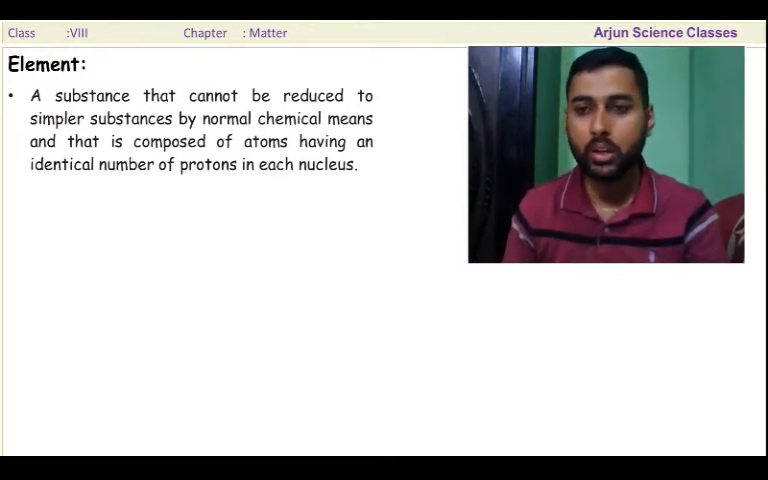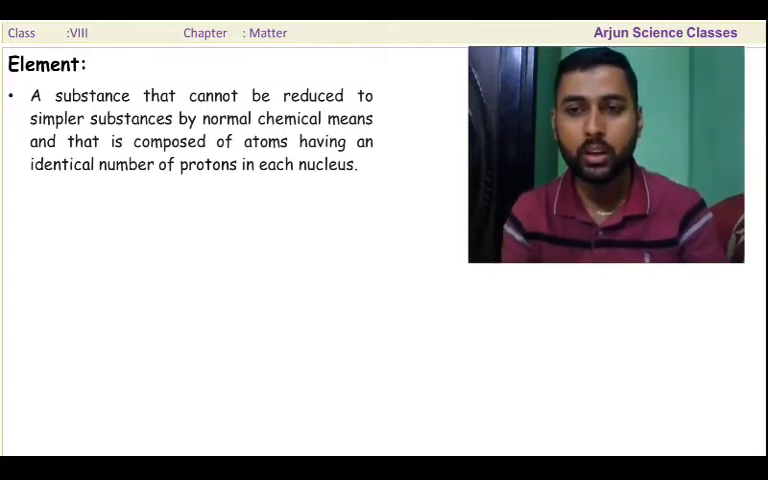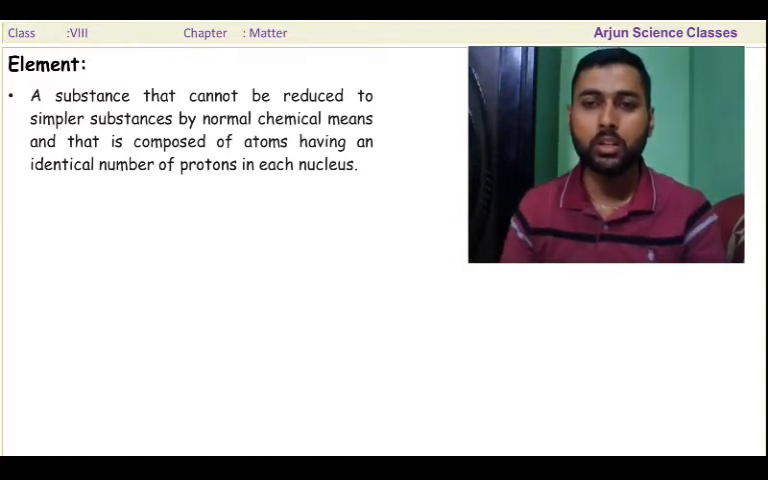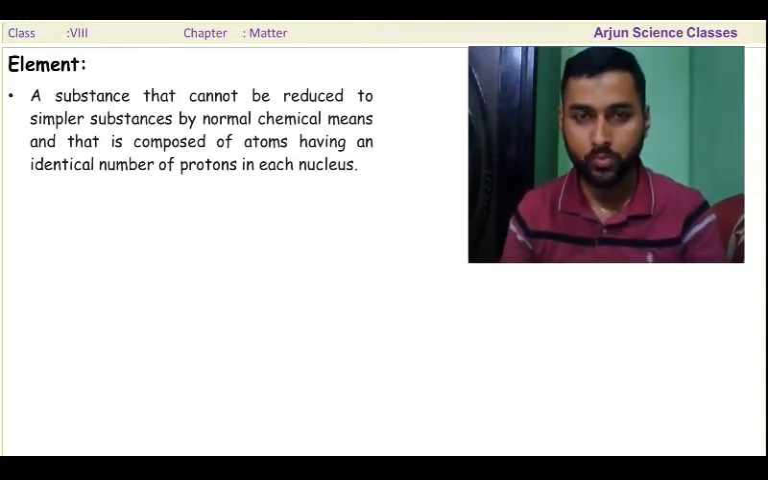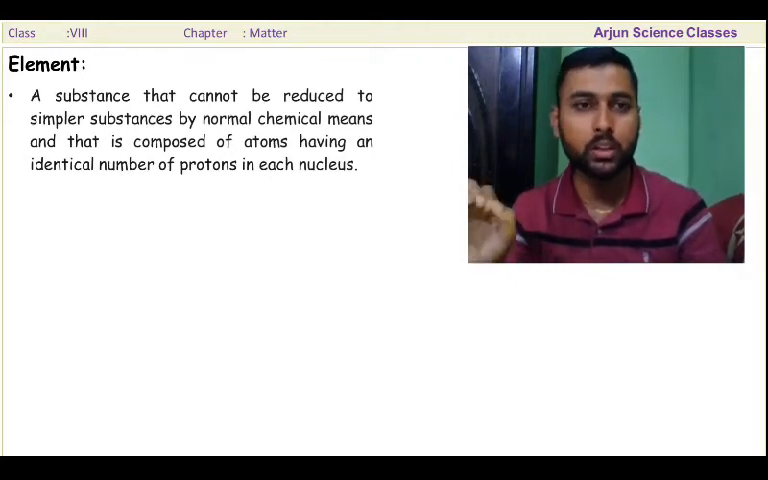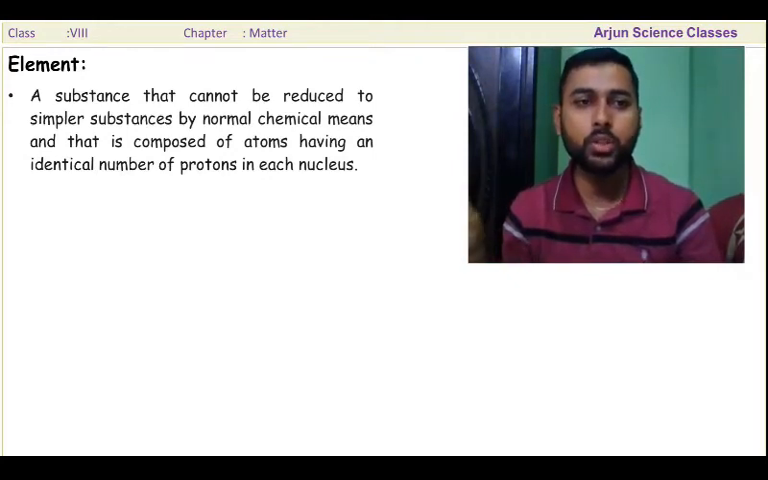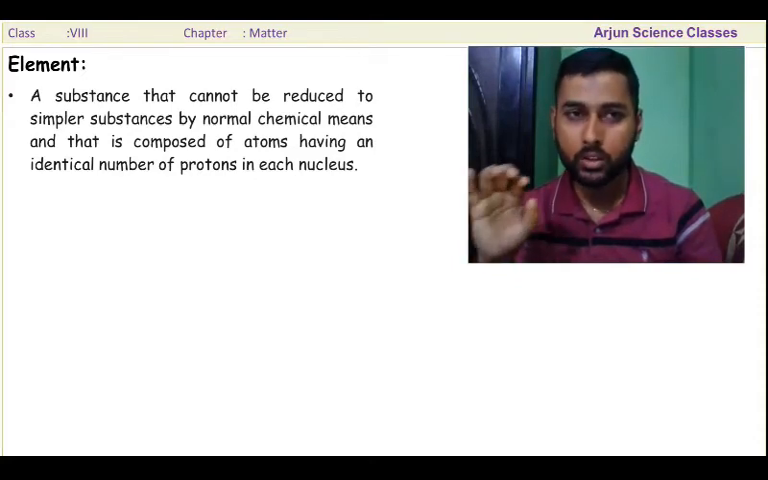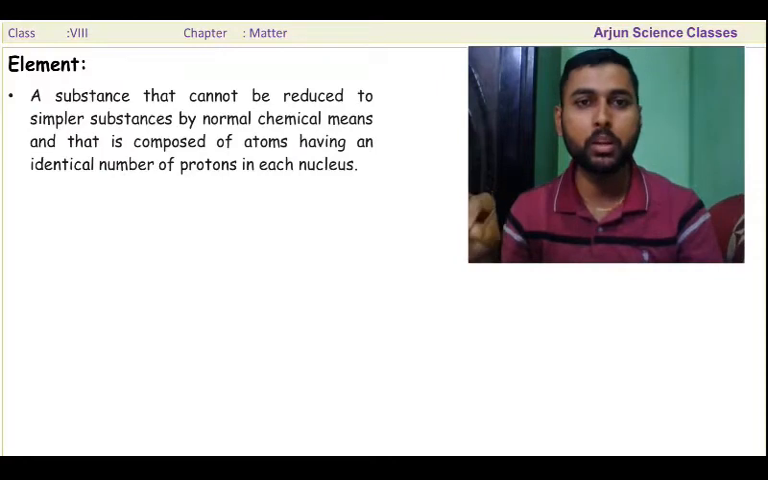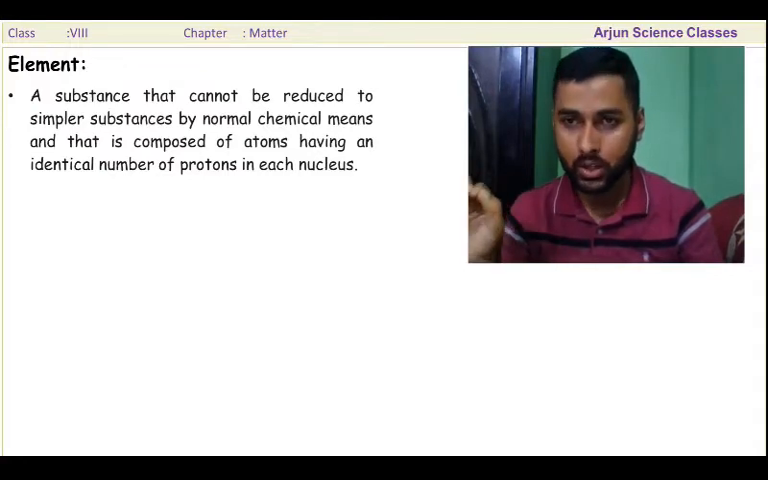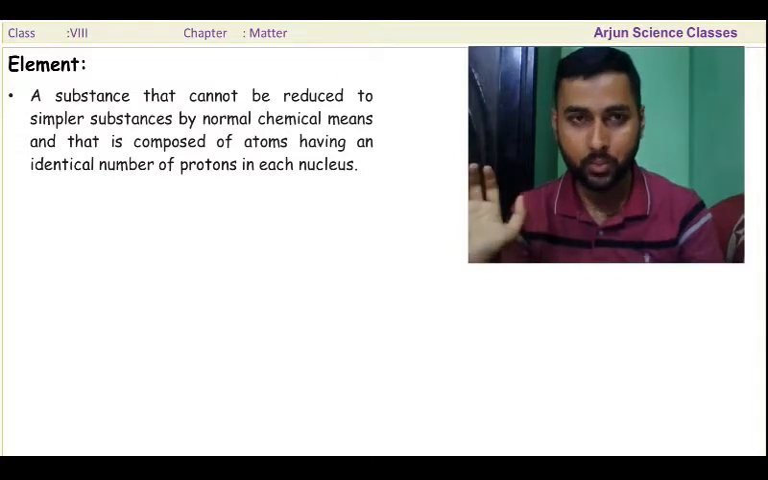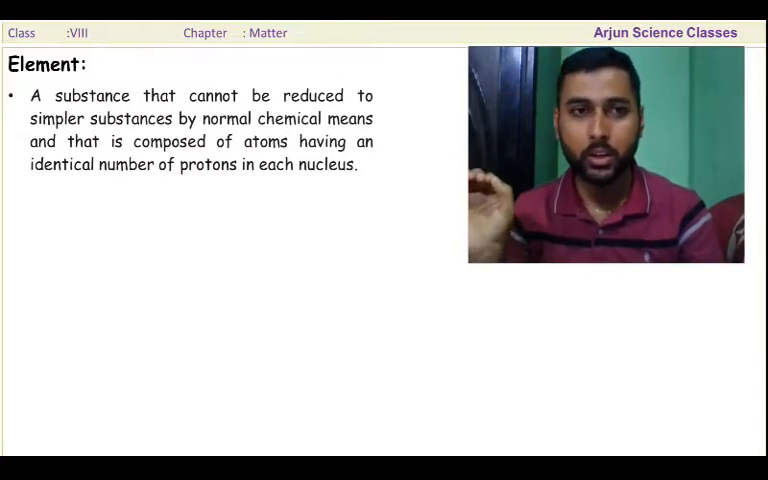I have already told you about the nucleus of the atom. The nucleus contains proton and neutron. A substance that cannot be reduced to simpler substance by normal chemical means, and that is composed of atoms having an identical number of protons in each nucleus, is known as element. It cannot be reduced into simpler substance.